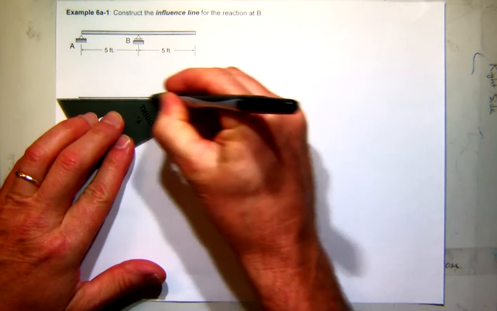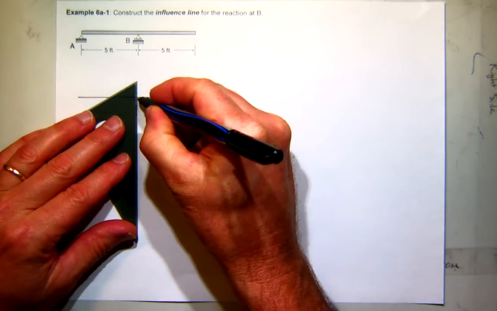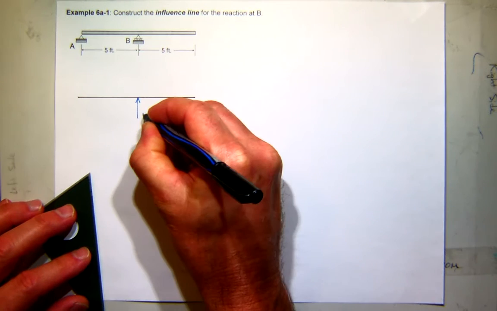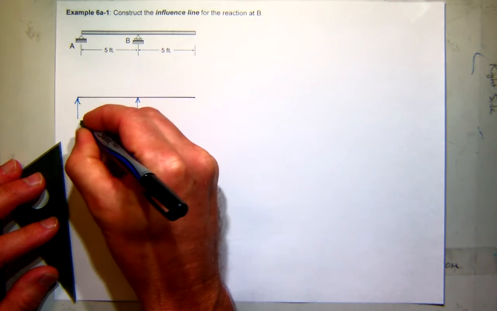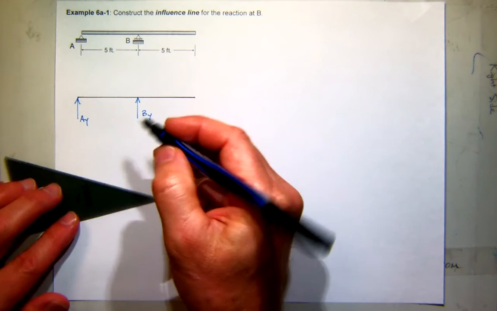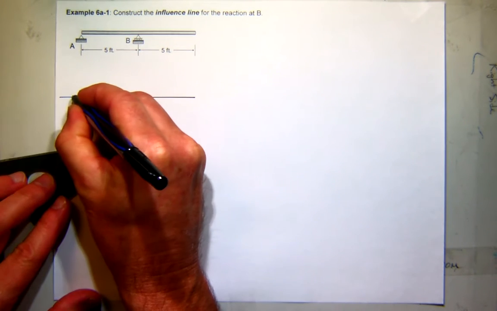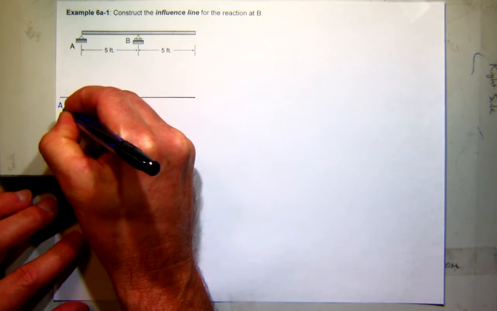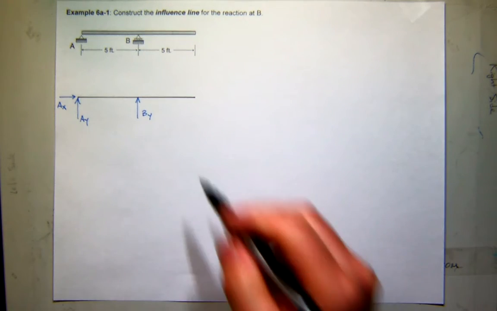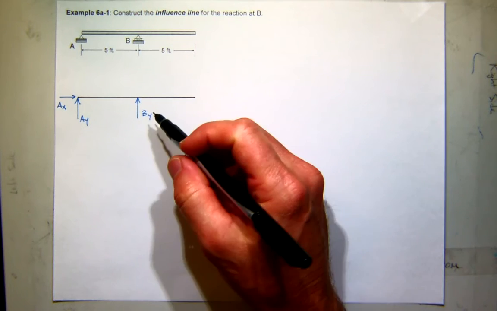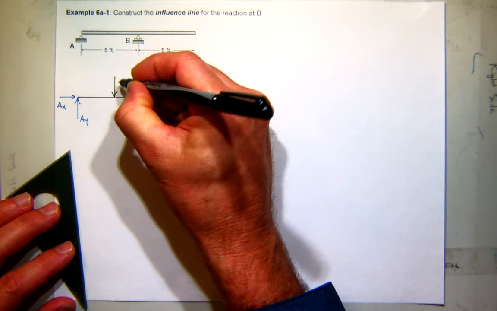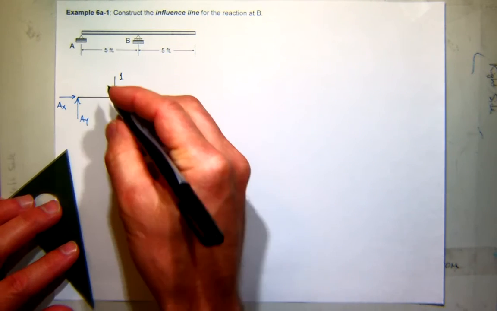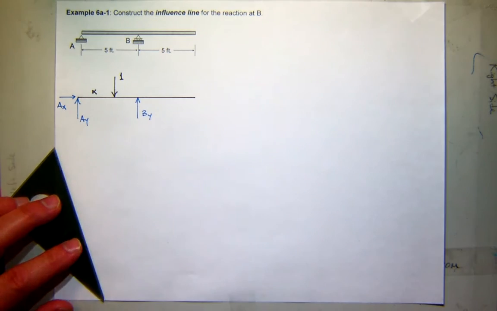diagram of the structure. The problem is asking for the reaction at B, so I will assume that my reaction at B is up, call it By, and over here at A, I'd have a reaction AY. I'll put my AX force there, but we're not going to really be too concerned with the horizontal component. And then, since our load is moving, I'll put my dimensionless unit load of 1, and I'll reference it a distance x from the left side.